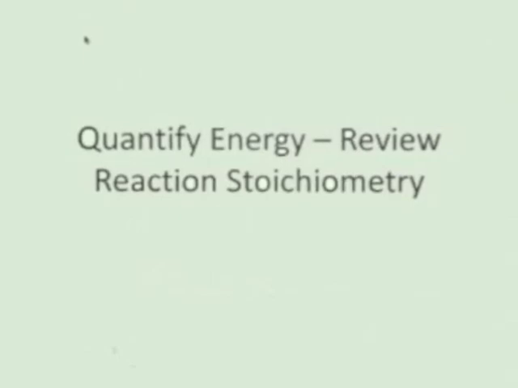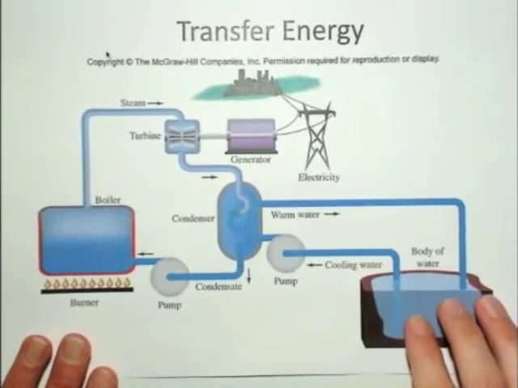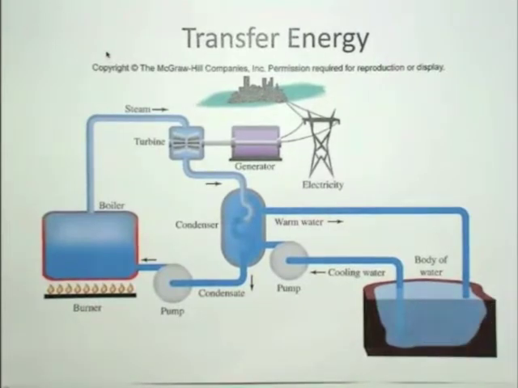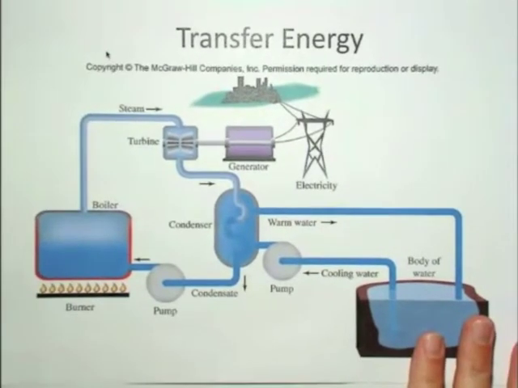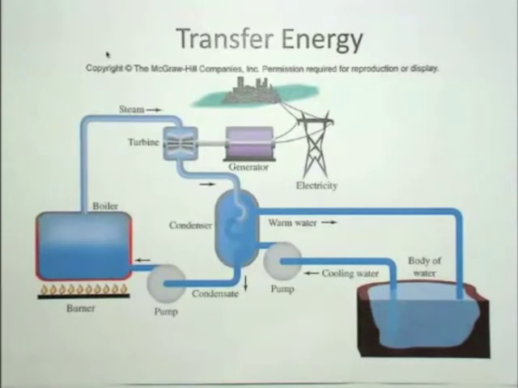But before we get started, we're going to have to do a little bit of a review for stoichiometry. Okay. So we looked at a very similar diagram way back in August when we first started this course. We looked at nuclear power, and we looked at how, because a nuclear reaction gives off heat energy, we can harness that energy and transform it into different forms of energy to generate electrical power.